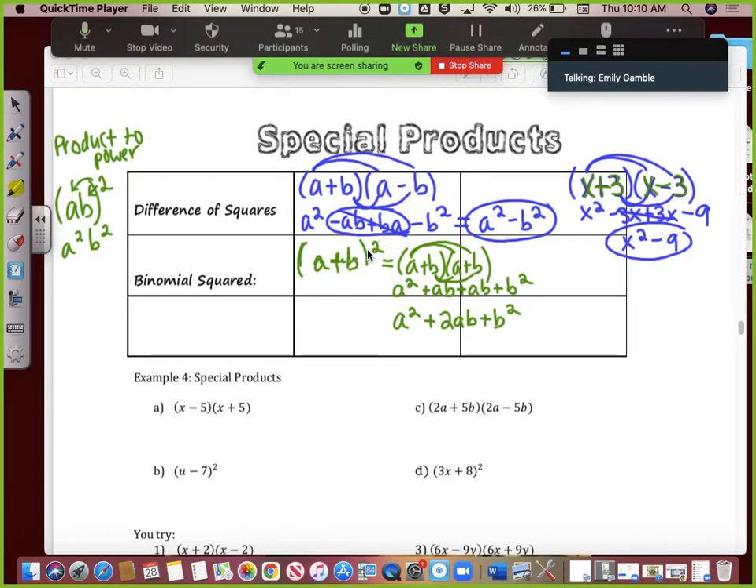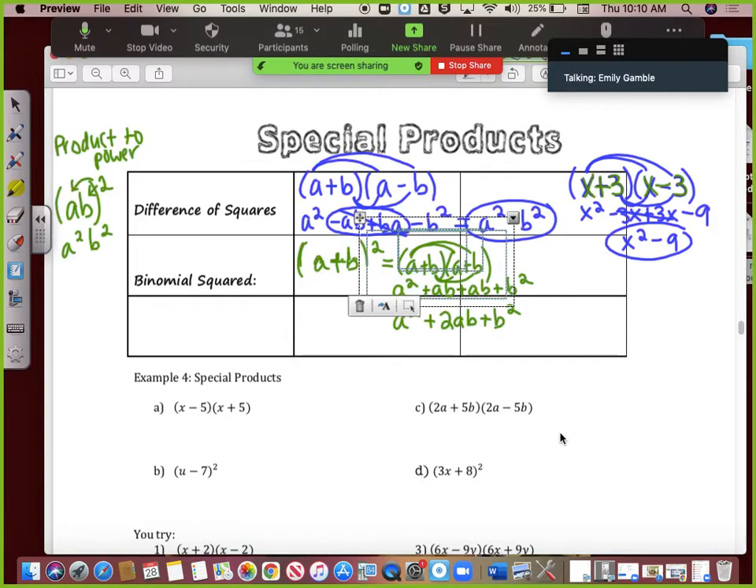So if you think that this little squared can just be distributed to everything on the inside and have your final answer, that is wrong. You have to expand it out and then multiply it using FOILing.